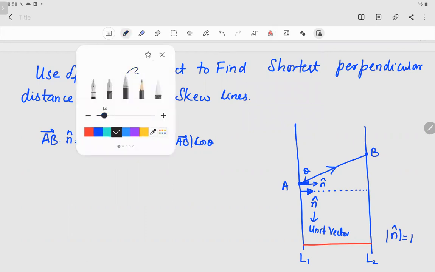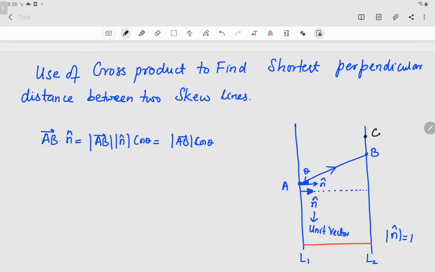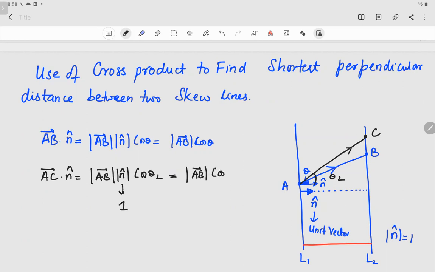Now, if we calculate the dot product of AC with this unit vector, we get AB cos theta 2, where theta 2 is this angle. Because this is 1, you can easily replace it by 1, and it becomes AB cos theta 2. And cos theta 2 is again the red line.